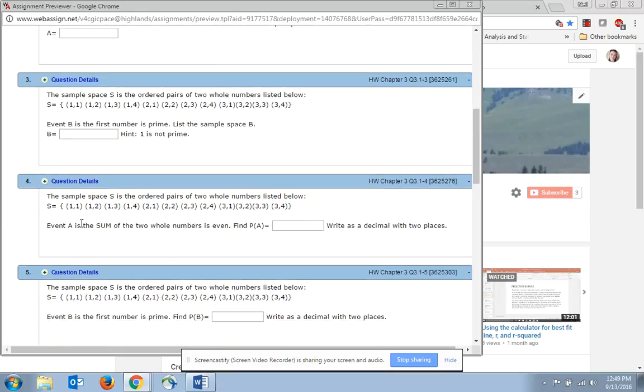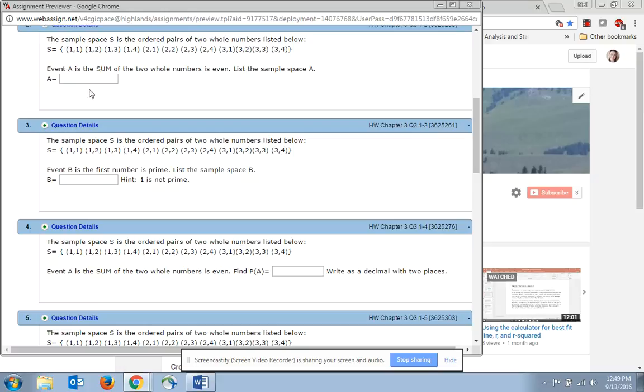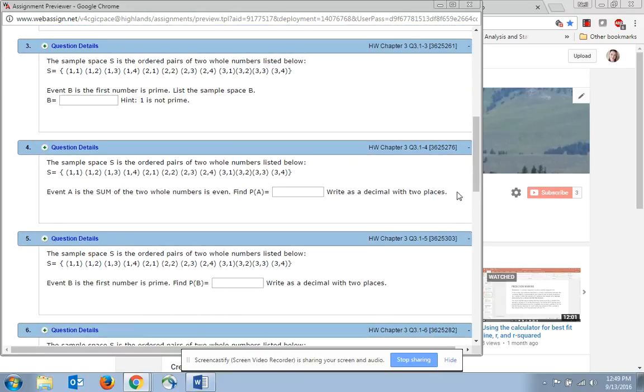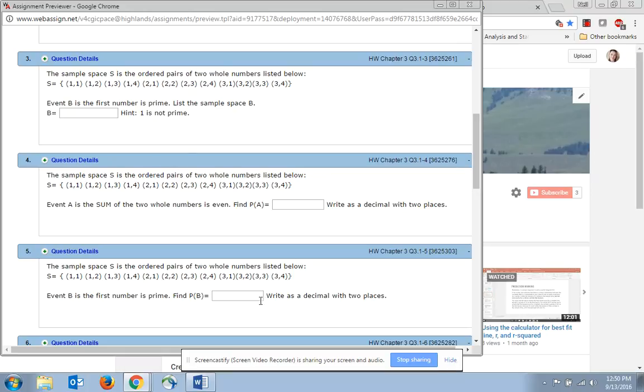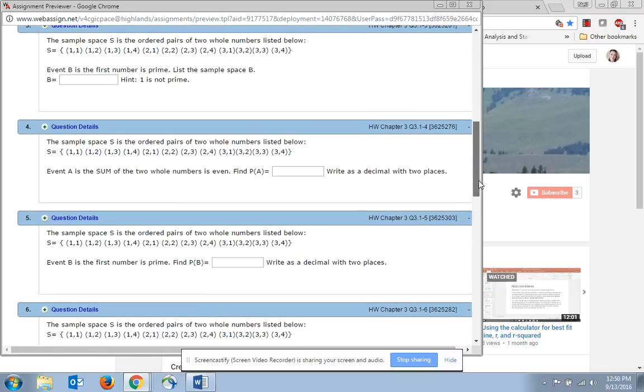So for down here, it wants to find the event A, the sum of the two whole numbers is even. Find the probability. Well, you already found the event up here in number 2. So all you do is count those up and divide it by the number of ordered pairs here to get your number for probability. And it wants it as a decimal in 2 places. Event B, you're going to go back up here to number 3 and do the exact same thing. You're going to find all the ordered pairs you put, count those up, and then divide them by all the ordered pairs in the sample space.